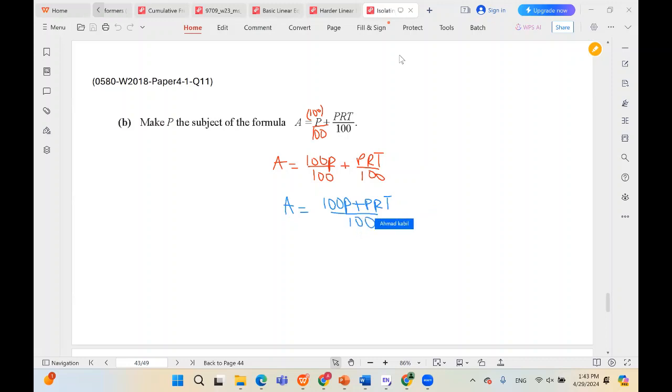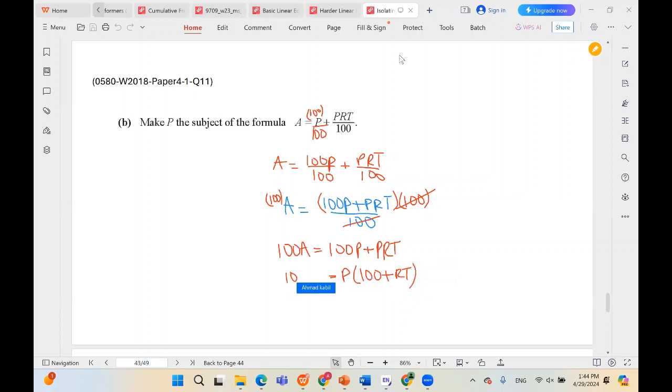Now the 100 in the denominator can be removed by multiplying by 100 on both sides. So this will cancel this out. And we are left with 100a equals 100p plus prt. Now we can take p out as a common factor. So you get p times 100 plus rt. And this is equal to 100a.